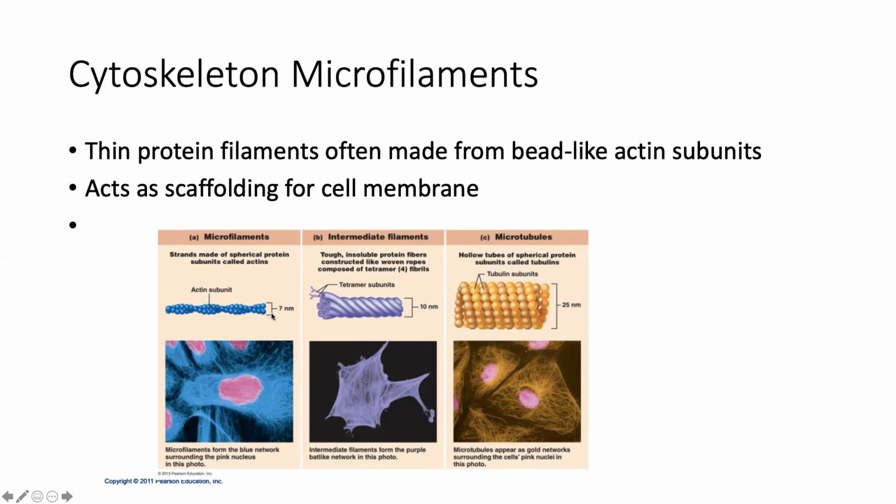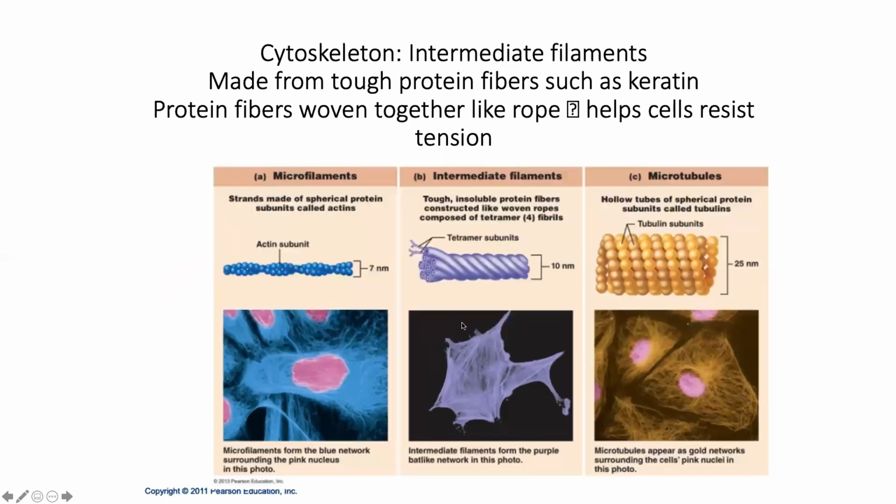You can see the different sizes, 7 nanometer, 10 nanometer, and 25 nanometer, and different shapes. These are made from tough protein fibers such as keratin, but let's say it is the actin subunit.